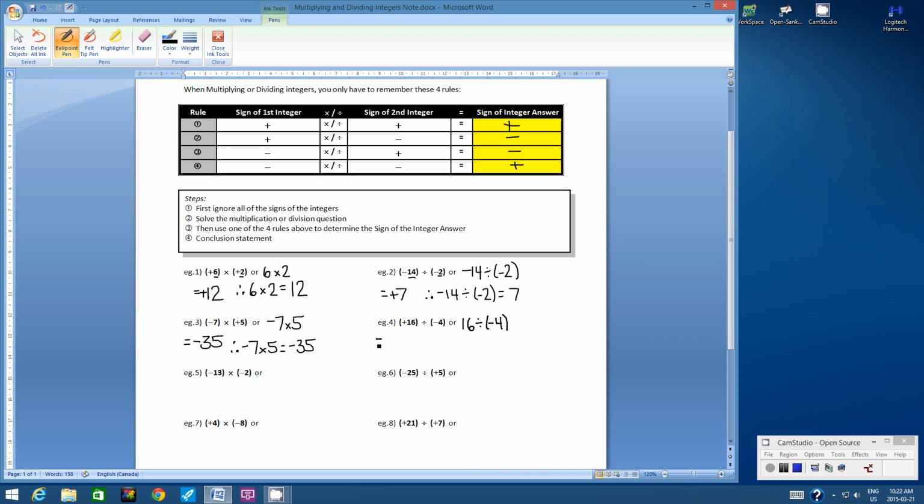So let's use our rules. Let's ignore the signs. We have 16 divided by 4. 16 divided by 4 is 4. And then we look at our signs. We have a positive divided by a negative. So let's go to our table here. A positive divided by a negative. That's rule number 2. And we come up with an answer that's going to have the sign of negative. So we place the negative here in our answer, and then we write our conclusion statement. So we use standard form.